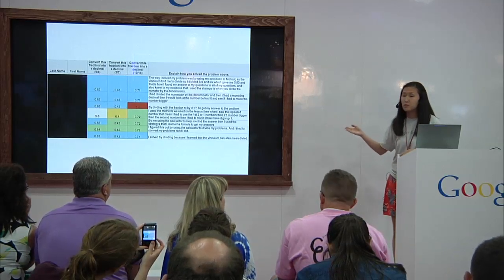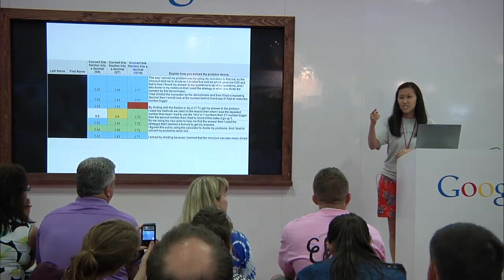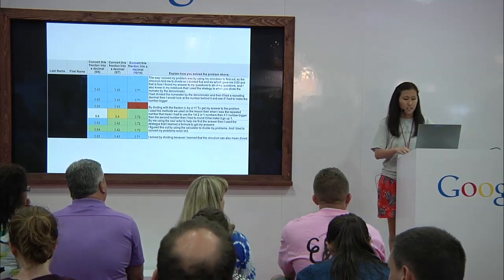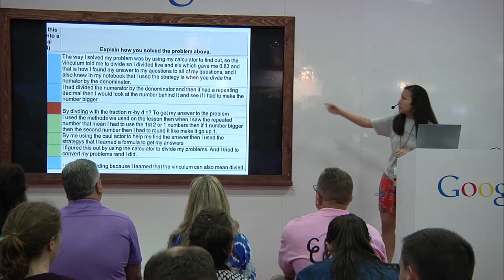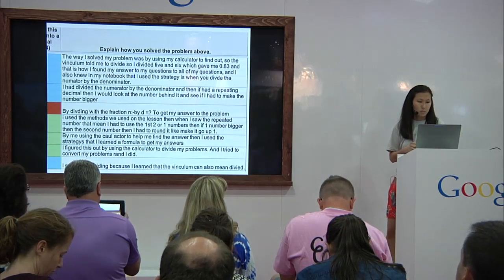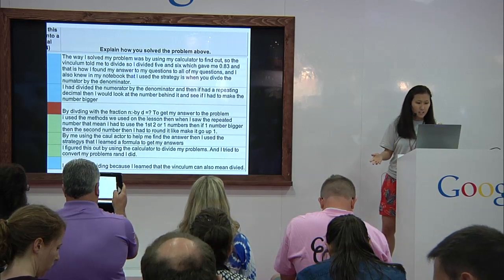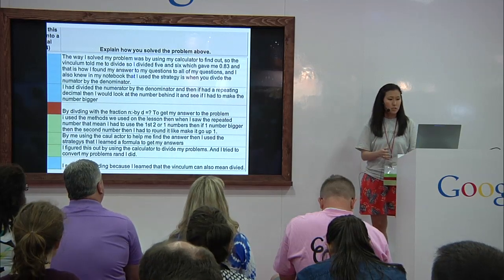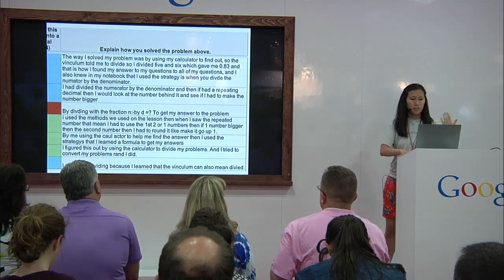And so what I'm able to do in my classroom is every day I can teach, assess, differentiate in 60 minutes before any kid walks out of my classroom. So if you look at their metacognition, it's really interesting. You can see some of them are saying some great stuff. They're using the word vinculum. They're talking about why they knew to do what they did. I used the methods we learned in the lesson, repeated number.